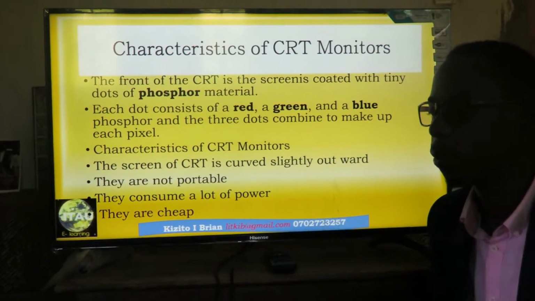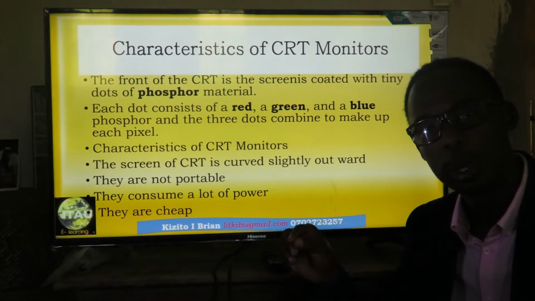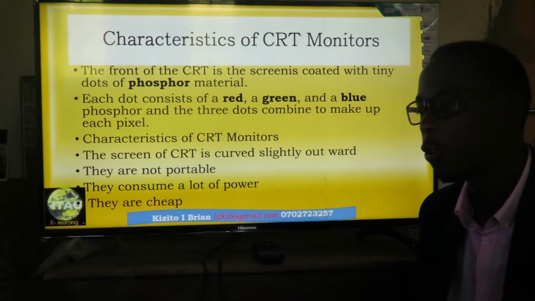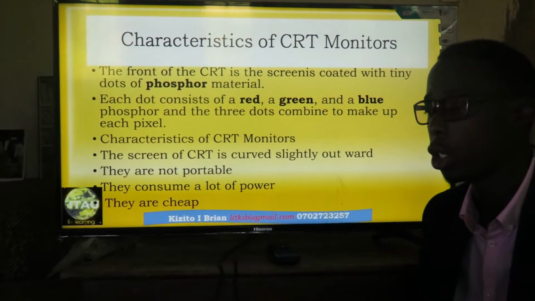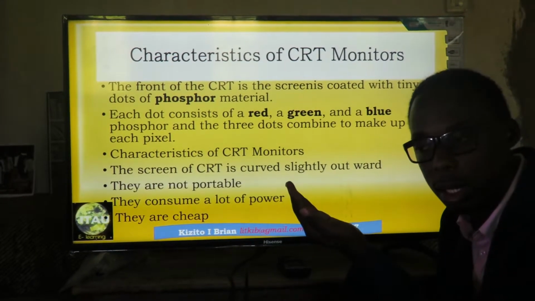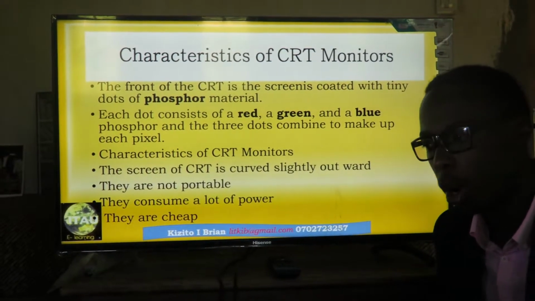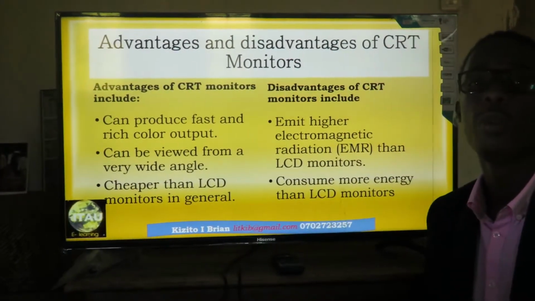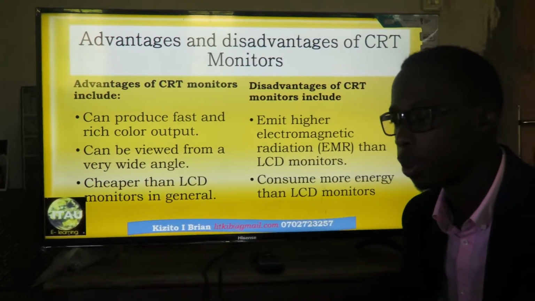Characteristics of cathode ray tube monitors. Each dot on the display unit consists of a red, green, and blue phosphor. These combine to form a dot on the screen, which also makes up what you call a pixel. CRT monitors have slightly curved screens. They consume a lot of power and are cheap. CRT monitors have a wide angle of view. You can easily read from that screen from any angle.